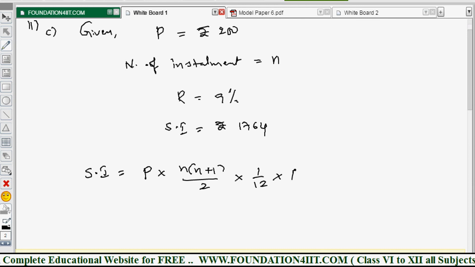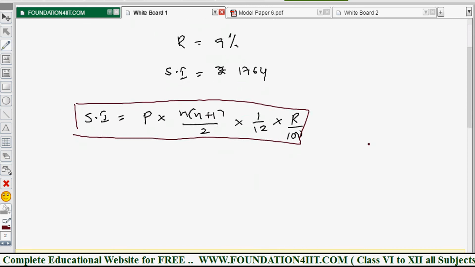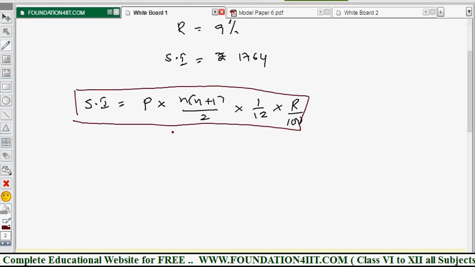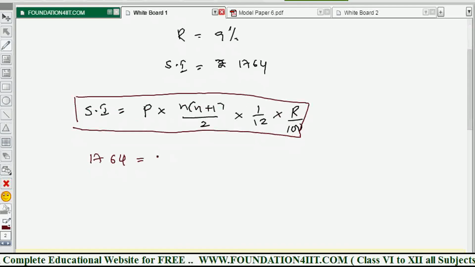into 1 by 12 into r by 100. So this formula should be applied wherever such problems are there. So this is for simple interest in a bank. So using this formula, you find the n value, the number of installments, just by substituting everything. Simple interest is 1764, P is 200, into n, the value to find out. So n into n plus 1 by 2 into 1 by 12 into r is 9 by 100.